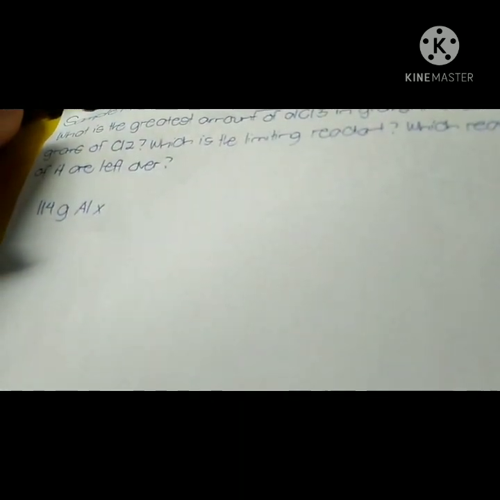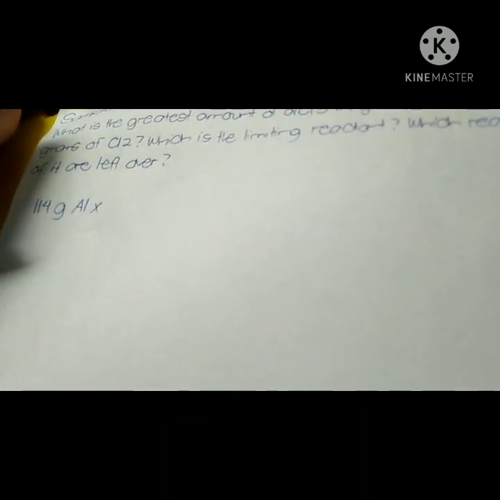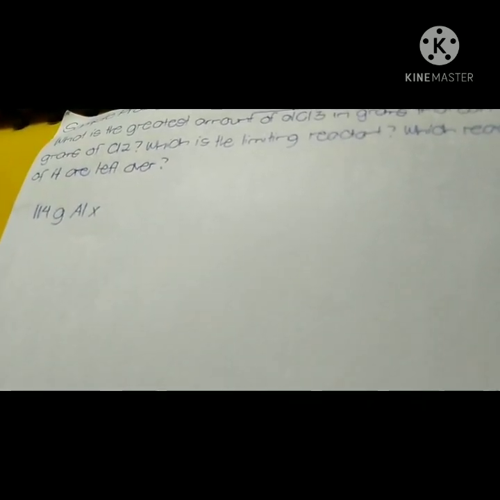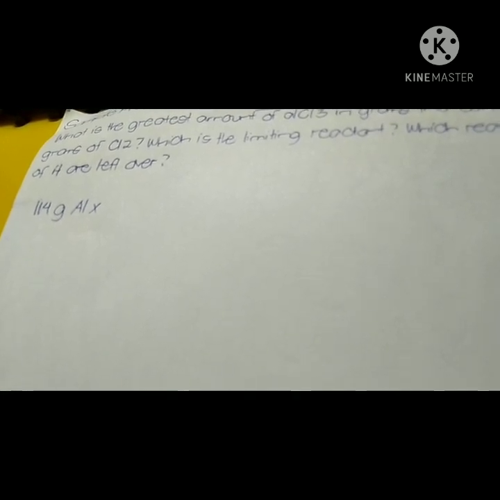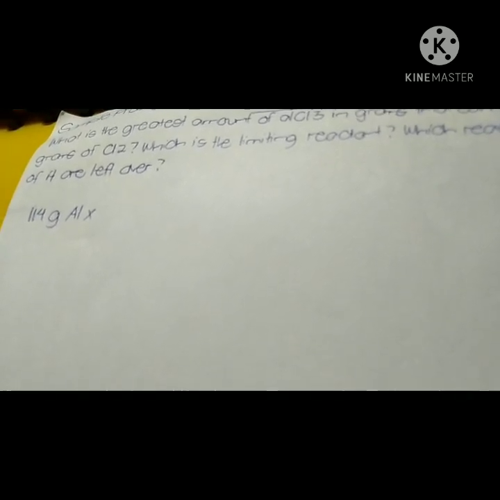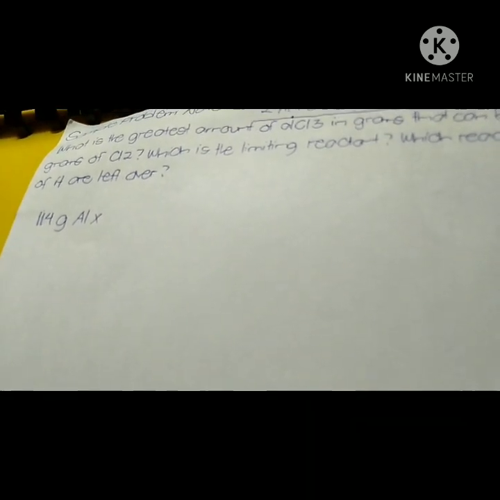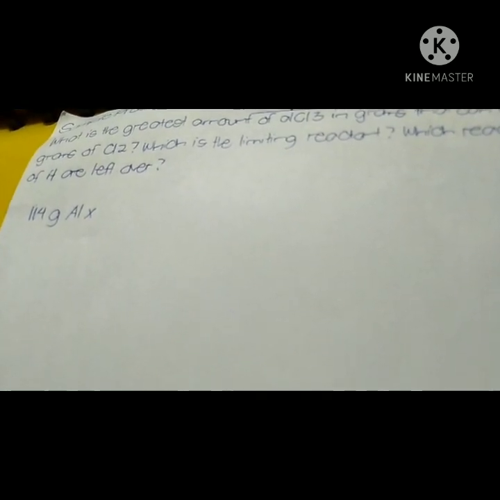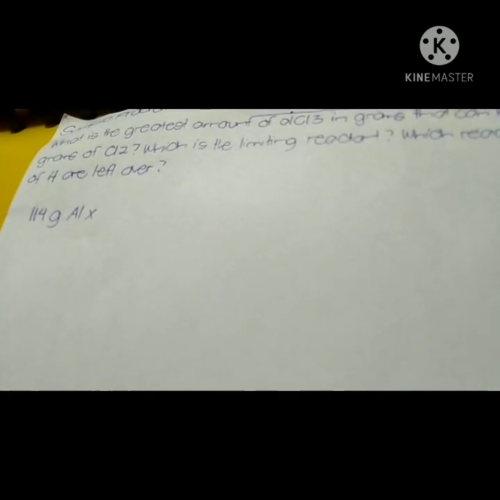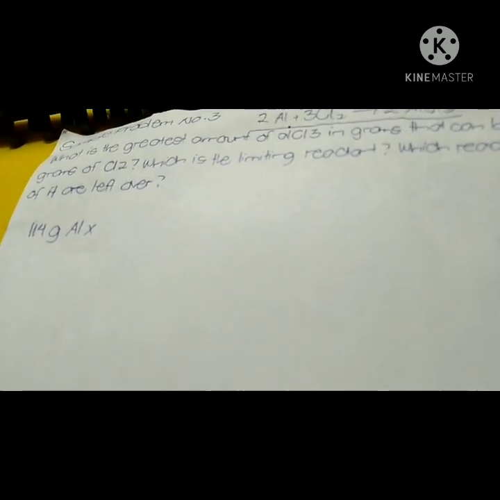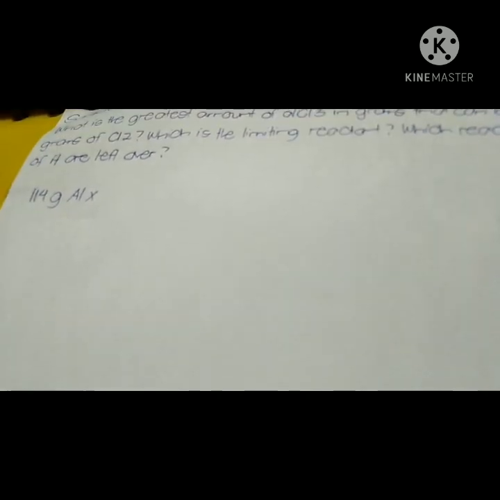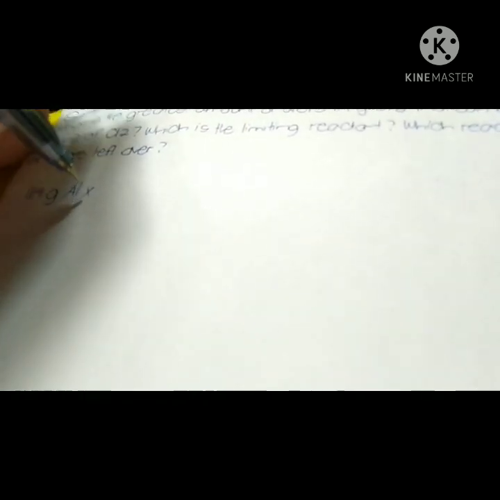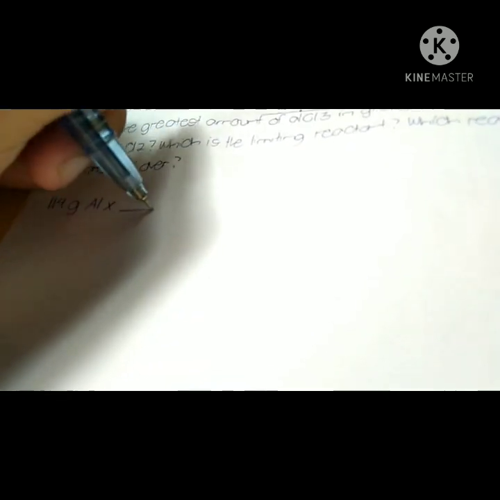To convert to moles, we are going to use the molar mass of aluminum, which tells us how much 1 mole of aluminum weighs. We can look up the molar mass of aluminum on the periodic table. Molar mass of aluminum is 26.98 grams per mole. So, I'm going to multiply 114 grams by this conversion factor.